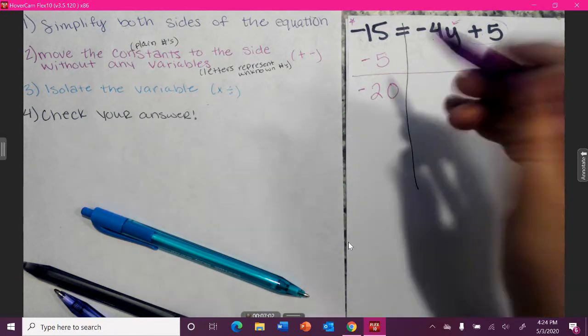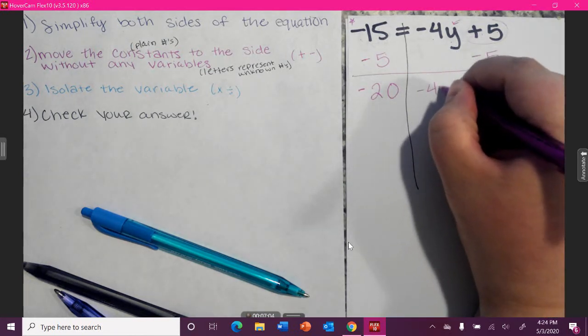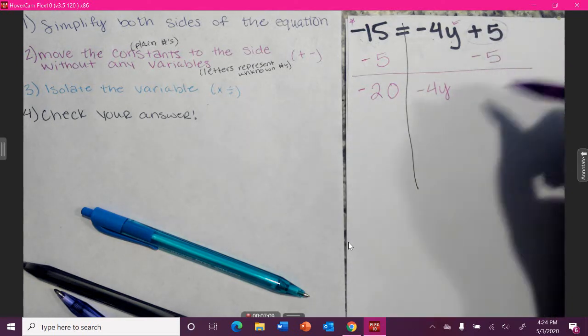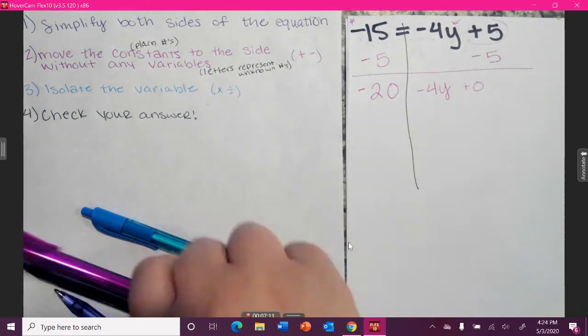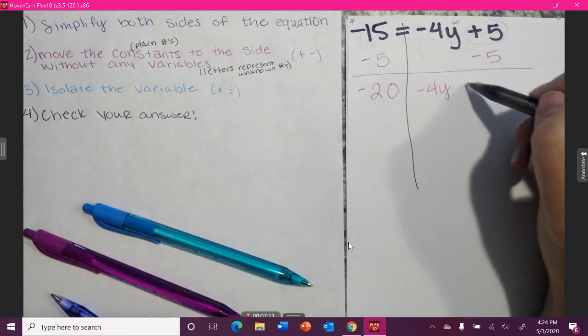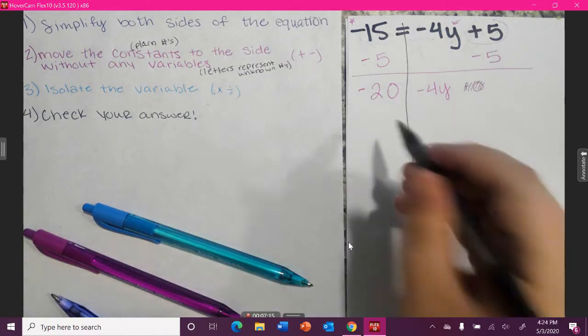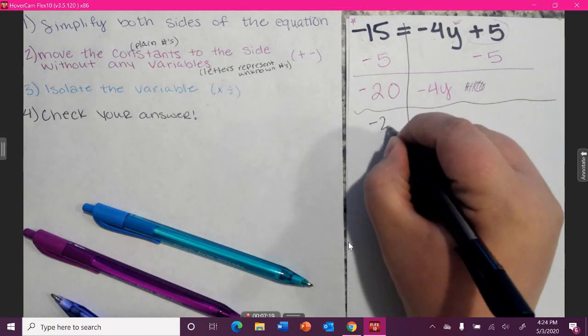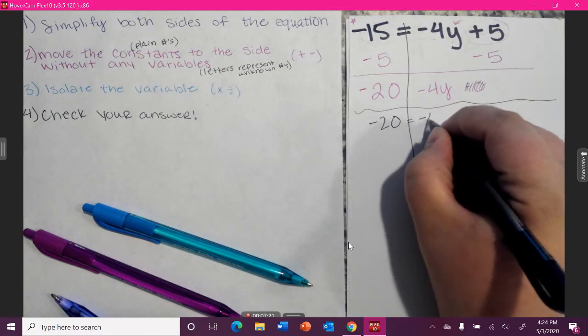On the right side, negative 4y cannot combine with anything. And this plus 5 and minus 5 makes 0, but we don't really have to write the plus 0 because that doesn't change the value. I'm just going to rewrite the equation again. We'll have negative 20 equals negative 4y.